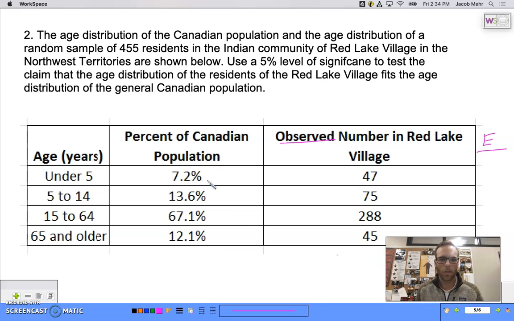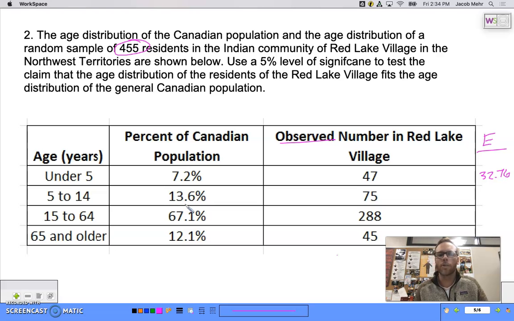So how are we going to do that? If we're assuming this is the true population distribution, we expect 7.2% of 455 to be 5 and under. So I'm going to grab my calculator and I'm going to find 7.2% of 455. 32.76. Okay. Notice that this village is higher than that. Is it going to be statistically significant or not? We're yet to find out.